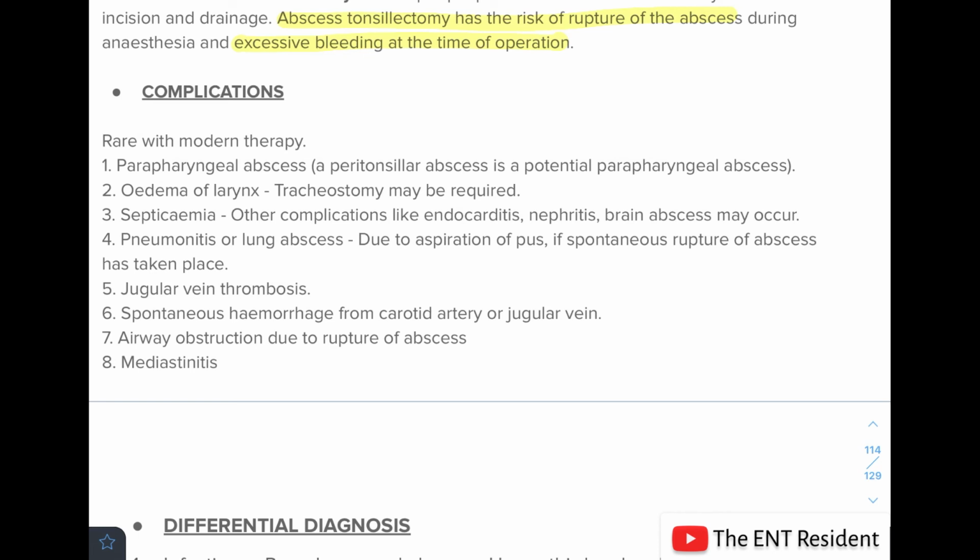So there can be a parapharyngeal abscess, edema of the larynx, which will lead to needing a tracheostomy for the patient. Septicemia, leading to other complications like endocarditis, nephritis, brain abscess, pneumonitis or lung abscess due to aspiration of the pus if there is a spontaneous rupture, jugular vein thrombosis, spontaneous hemorrhage from carotid artery or jugular vein, airway obstruction due to the rupture of the abscess, and mediastinitis.